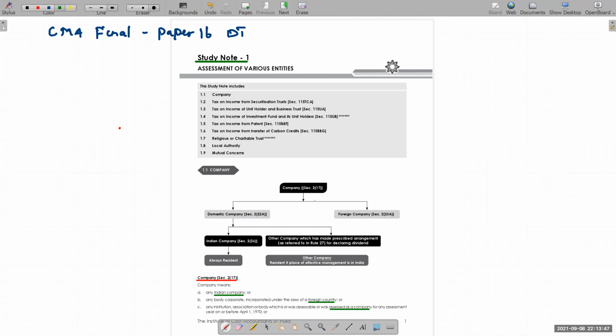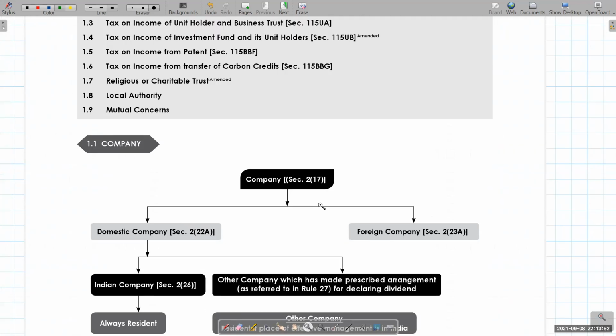In that, the first entity we are going to look at is company, which is defined under section 2(17). We are going to read about it.